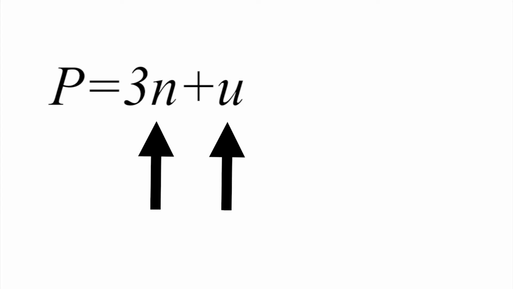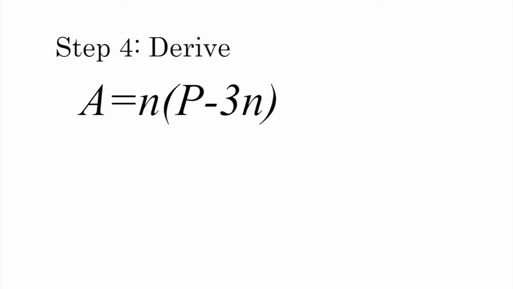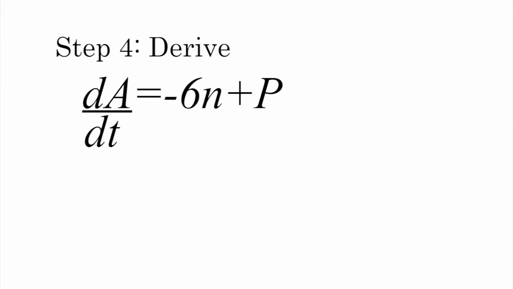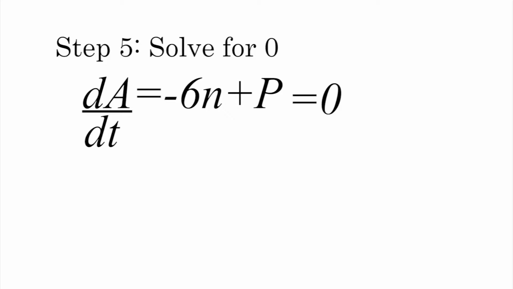Always derive for the variable that is on the side that isn't p, or whatever is outside the relation equation. In our case, n was inside. So we take the derivative of a in terms of n. After that, we solve the equation for 0.